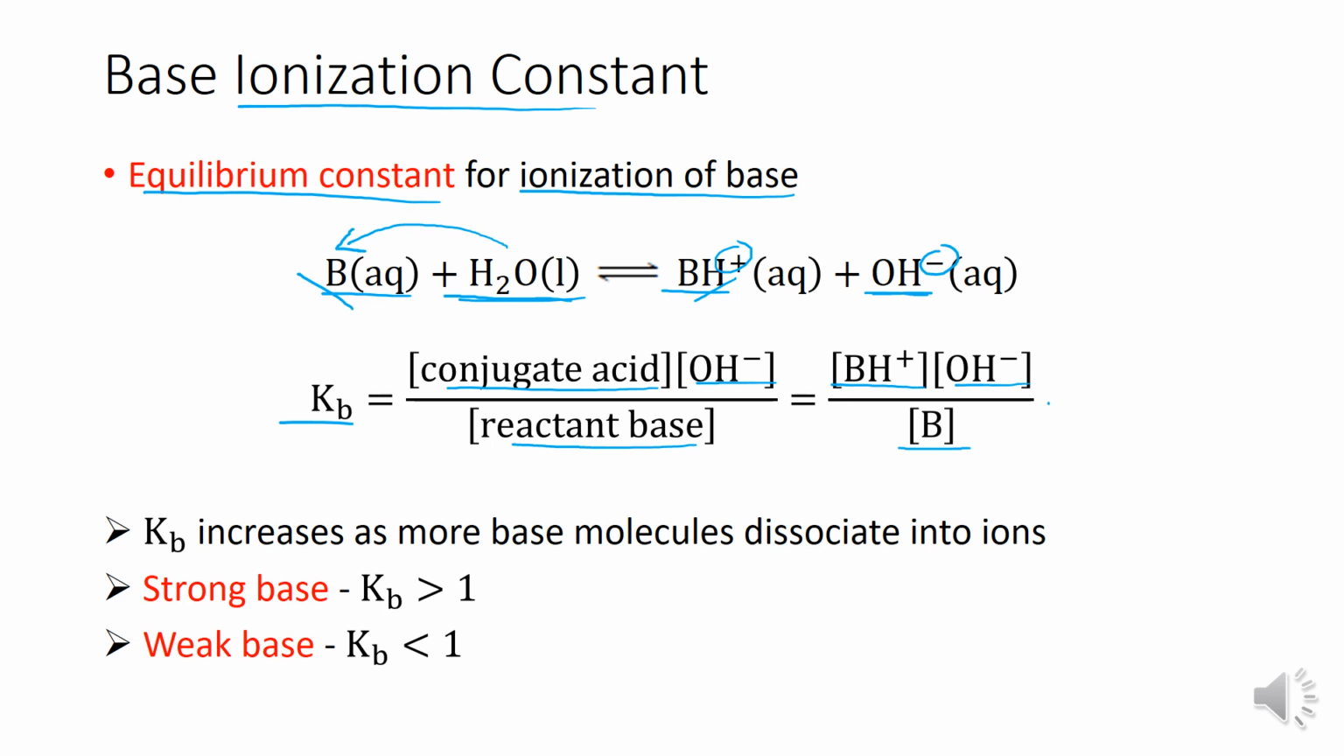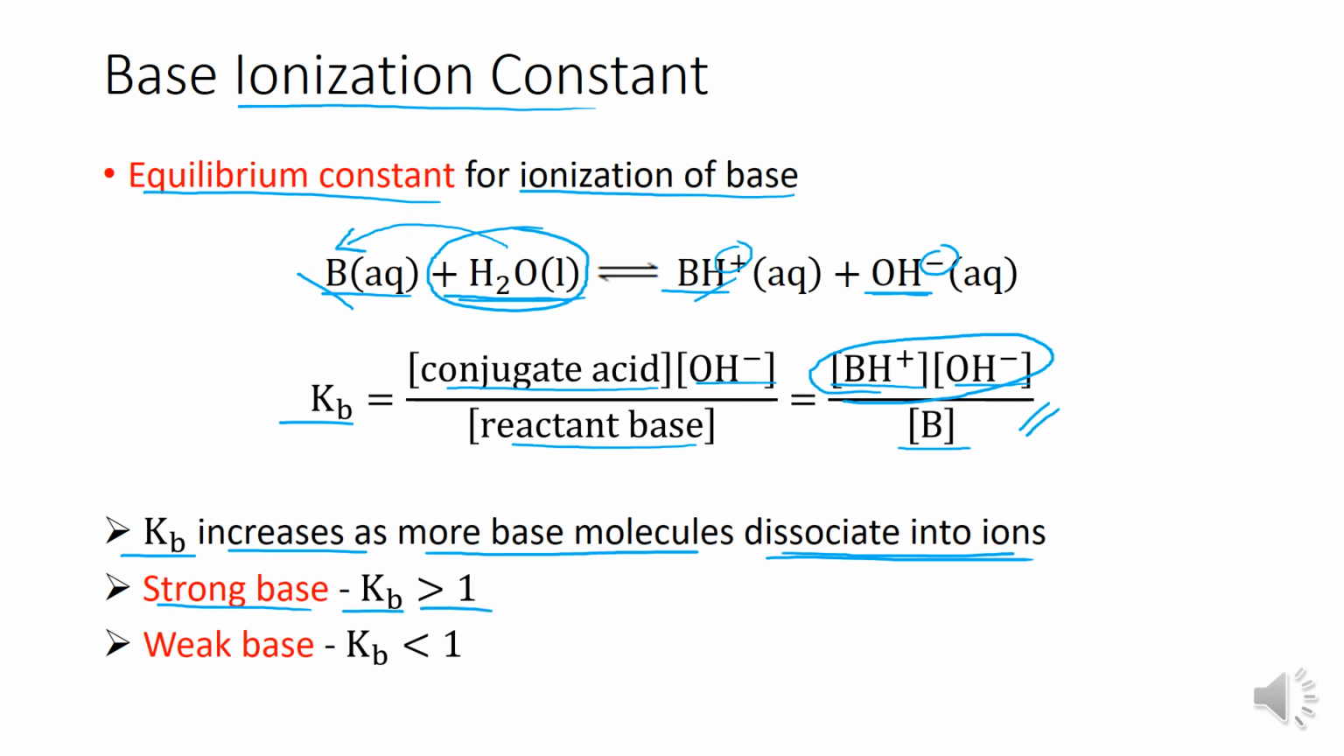Now notice that in this expression, water is still not included. And in the numerator, we have the concentrations of the product ions. Therefore, as more base molecules dissociate into ions, the value of the base ionization constant increases. And since strong bases are better at dissociating into ions, the base ionization constant for strong bases is greater than 1. Whereas for weak bases, the base ionization constant is less than 1.